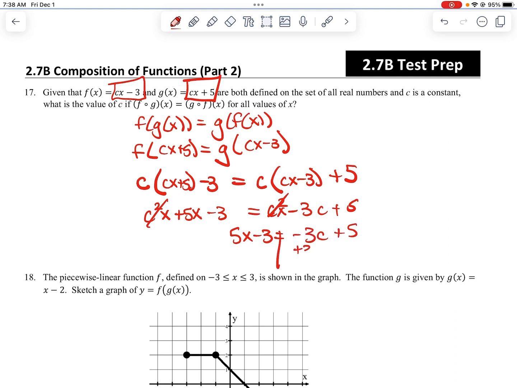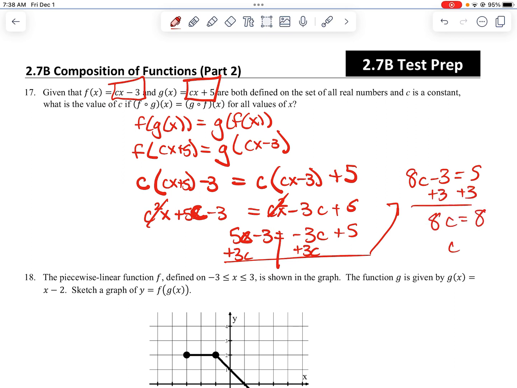So let's see, add 3c. Sorry, this should have been a c when I distributed, my bad. Plus 3c. So we have 8c minus 3 equals 5. Plus 3, plus 3. 8c equals 8, so c equals 1.